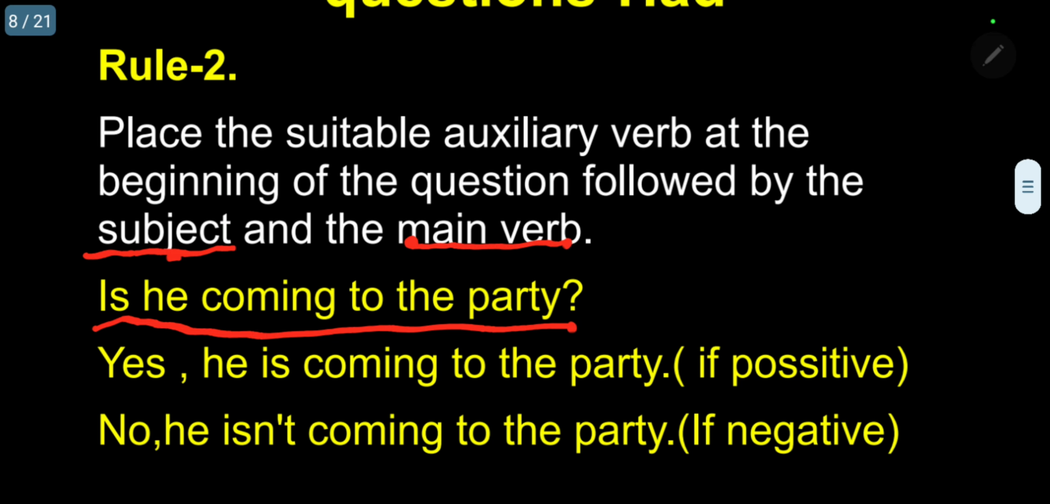அவன் விருந்துக்கு வந்து கொண்டிருக்கிறானா? This is the question, using auxiliary verb is. Present continuous sentence. For this, we have 2 answers. One is yes or no. Suppose our answer is yes. Now we have to say, please follow, simply interchange. He is coming to the party.